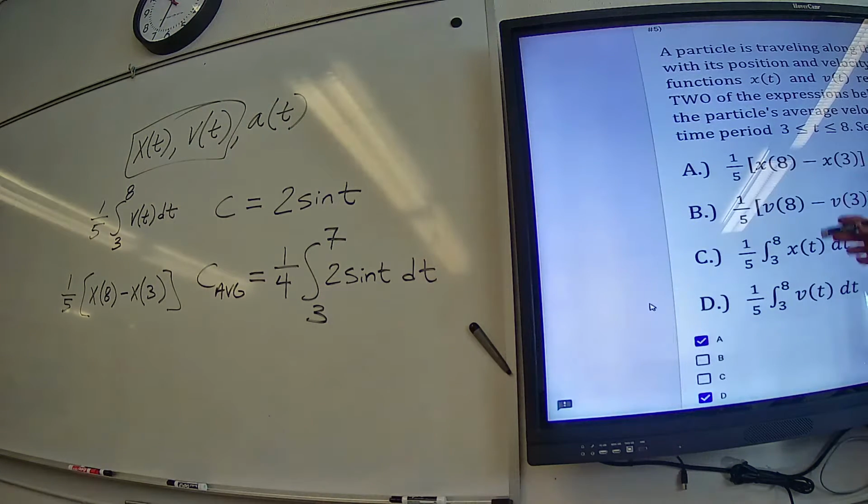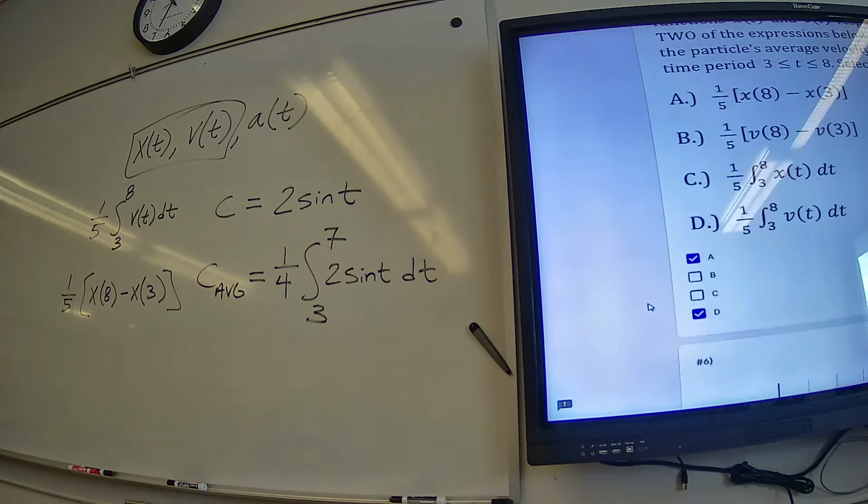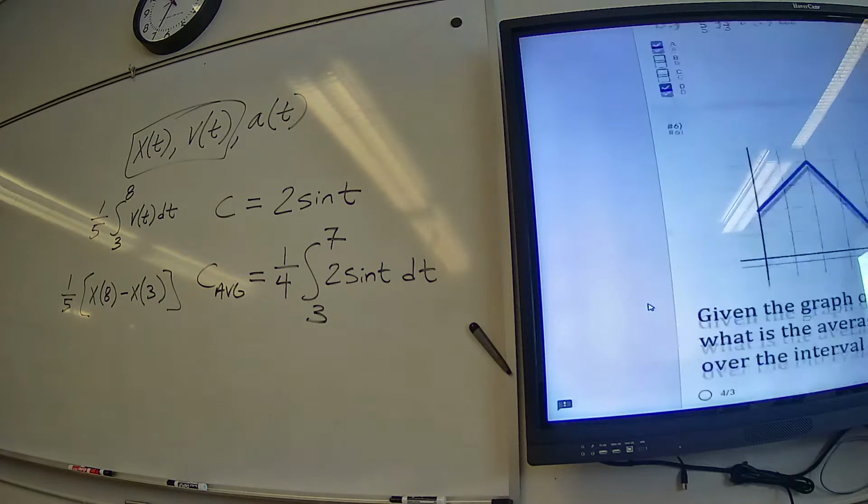Yeah, these are all meaningful statements. This is the average position of the particle. This is the average velocity. For A, it's the displacement divided by 5, so that's the average velocity. And then this would be the change in velocity divided by 5, which is the acceleration. We all feel okay about that?